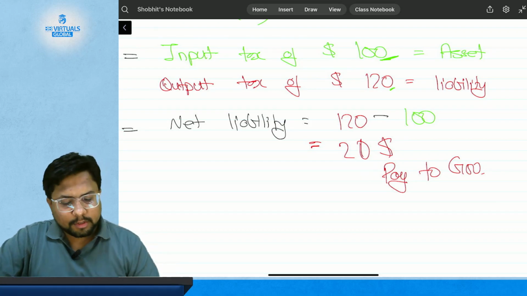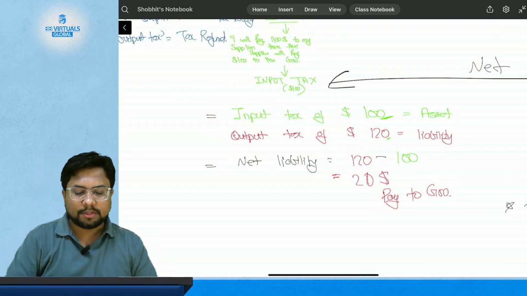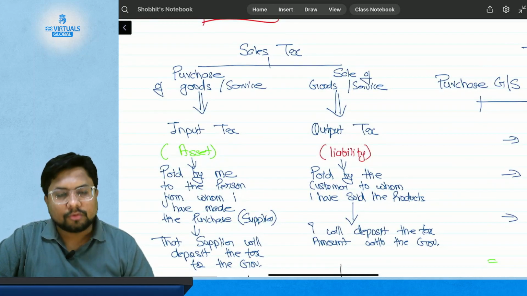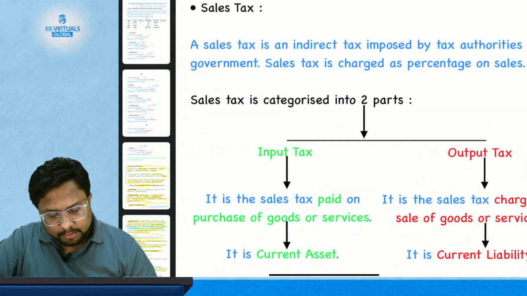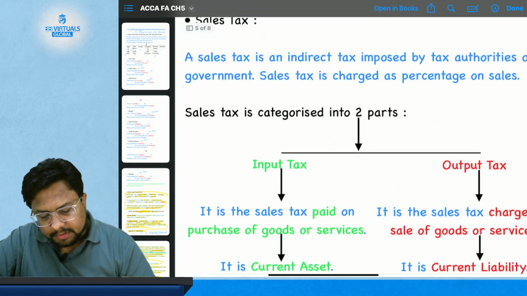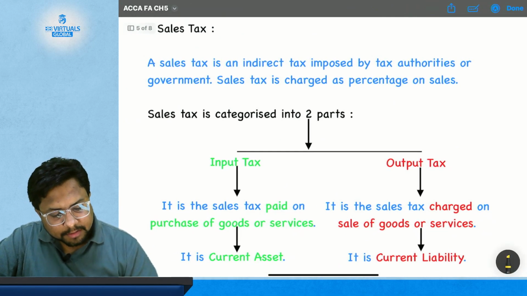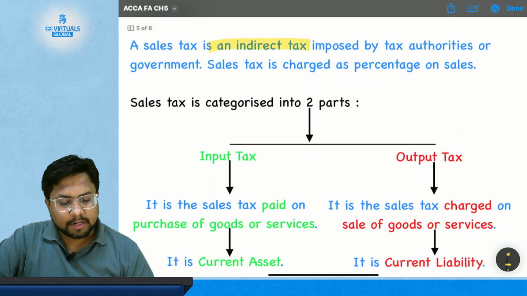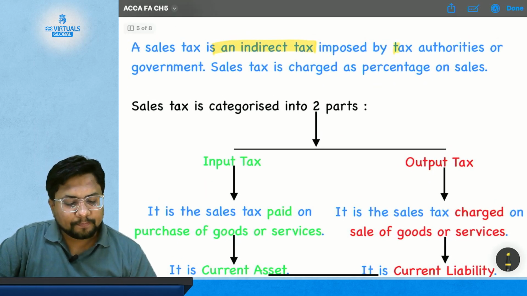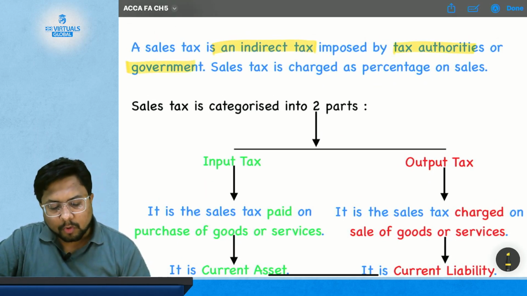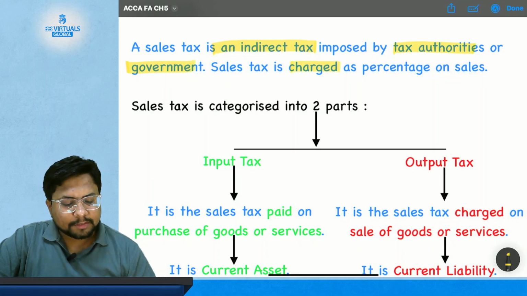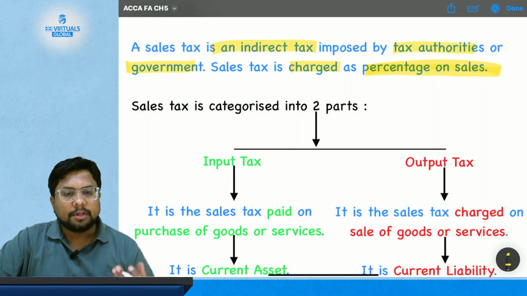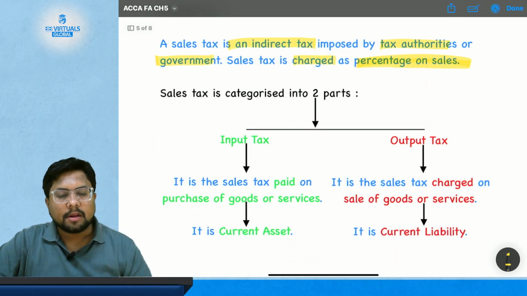Okay, so I hope you are done reading all these examples which I have given. Now comes the notes of this chapter. Okay, so sales tax. What is sales tax? Sales tax is an indirect tax imposed by the tax authorities or government. Sales tax is charged as a percentage on sales, like 10% in the example.